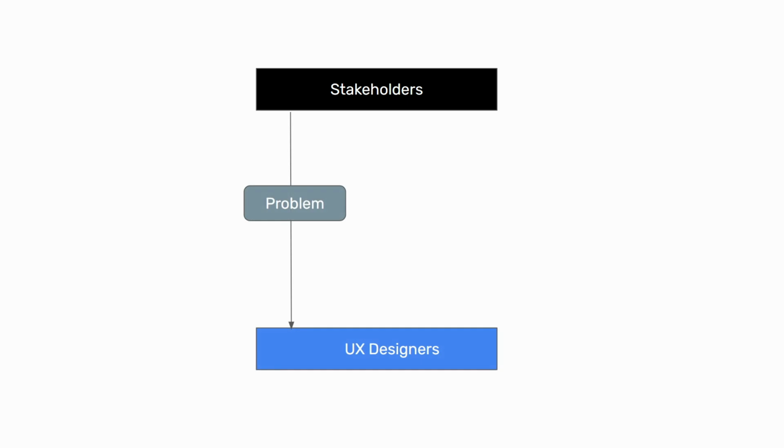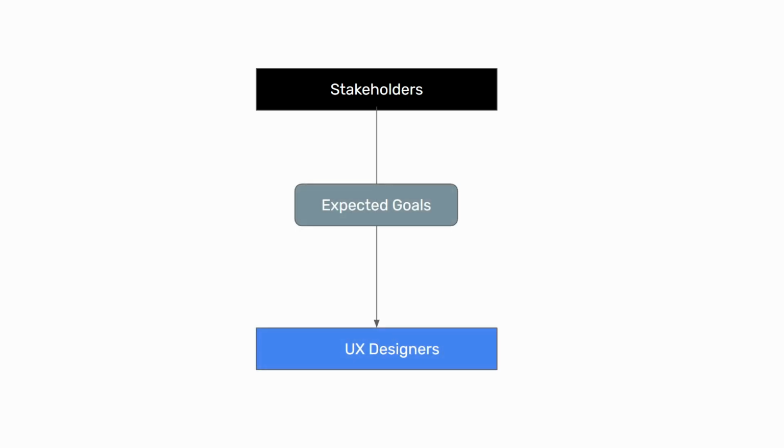First things first, the stakeholders of this project, which is the owner of the project or the company we are working for, will present us with a problem that they would want us to design for. Now, when they present this problem to us, they are also going to tell us about the users, which are the people facing the problem that they want us to design for. Now, after that, the stakeholders will state their expected goals for the project.